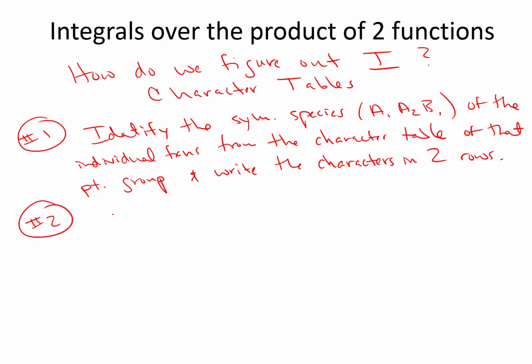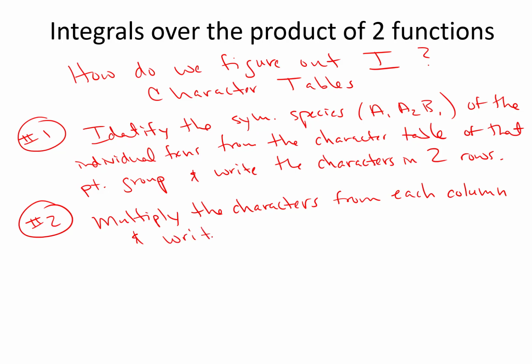Step number 2 is go ahead and multiply the characters, multiply the numbers in each column, and write the result in a 3rd row. Seems pretty straightforward.